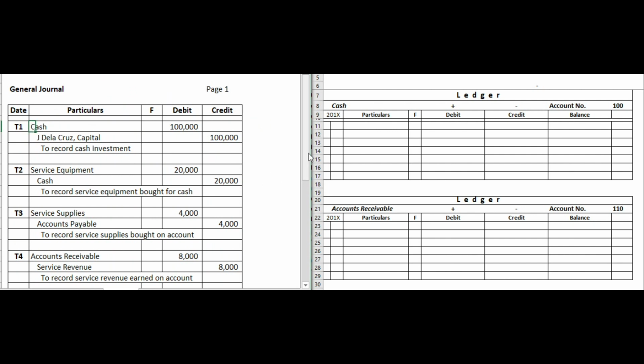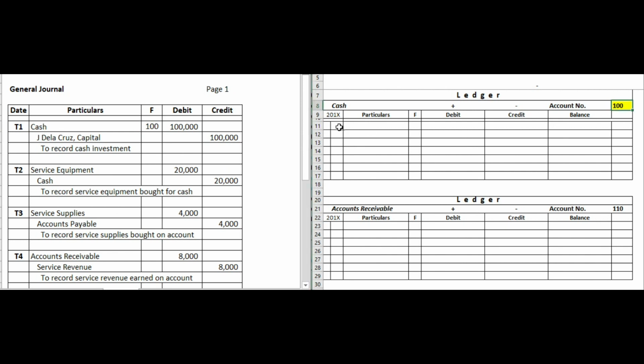First, tignan natin yung transaction 1. Ano yung nasa transaction 1? We have the cash. Okay? So, the reference is, dito niya kukunin. Kailangan kulayan natin para mas ma-emphasize natin. Dito nyo kukunin, ilalagay natin dito. Okay? Yan. So, yan yung reference.